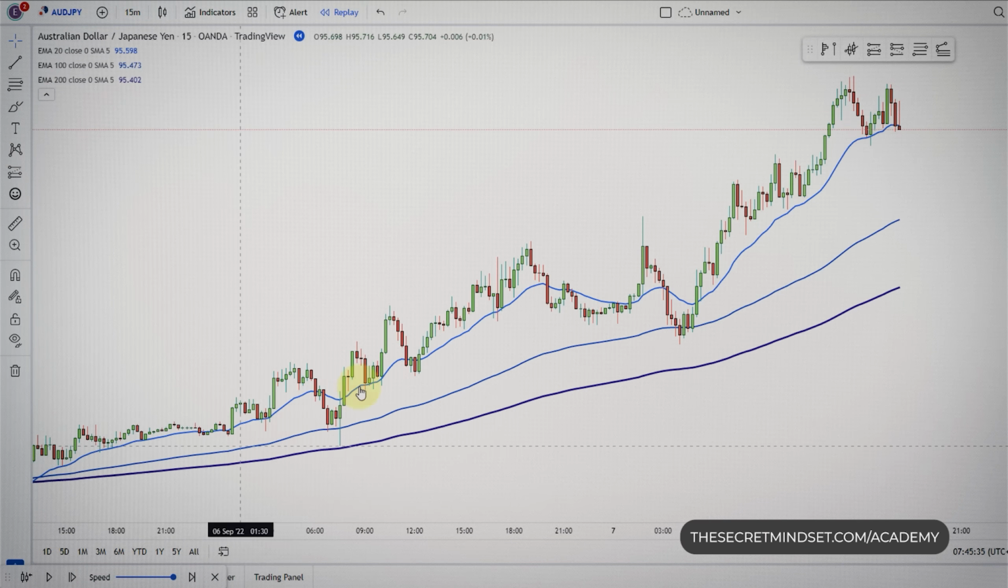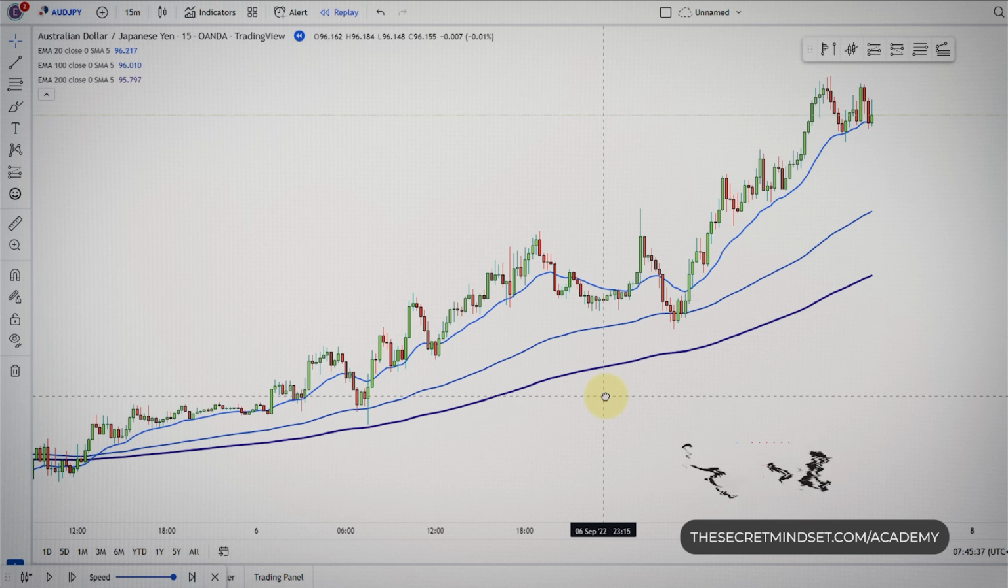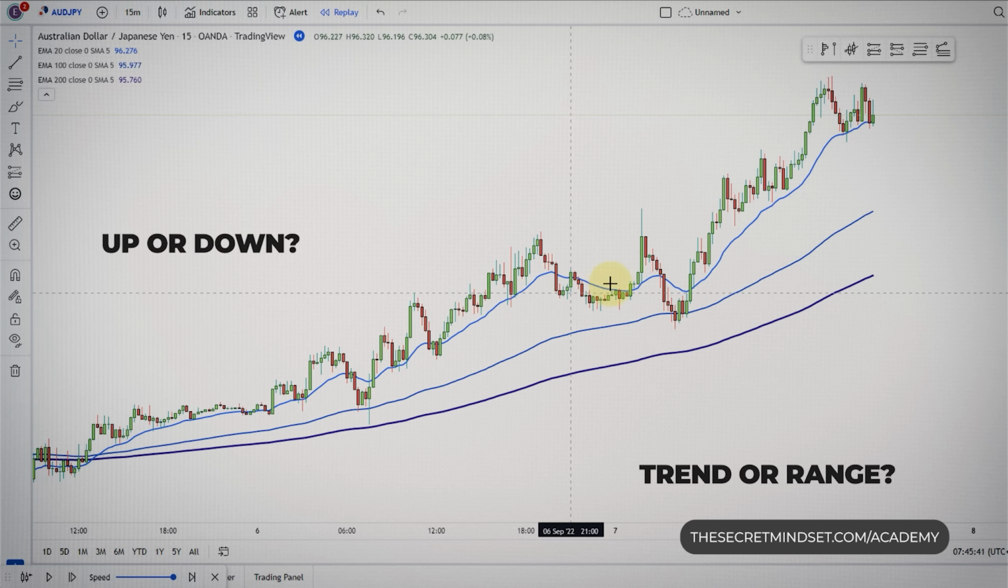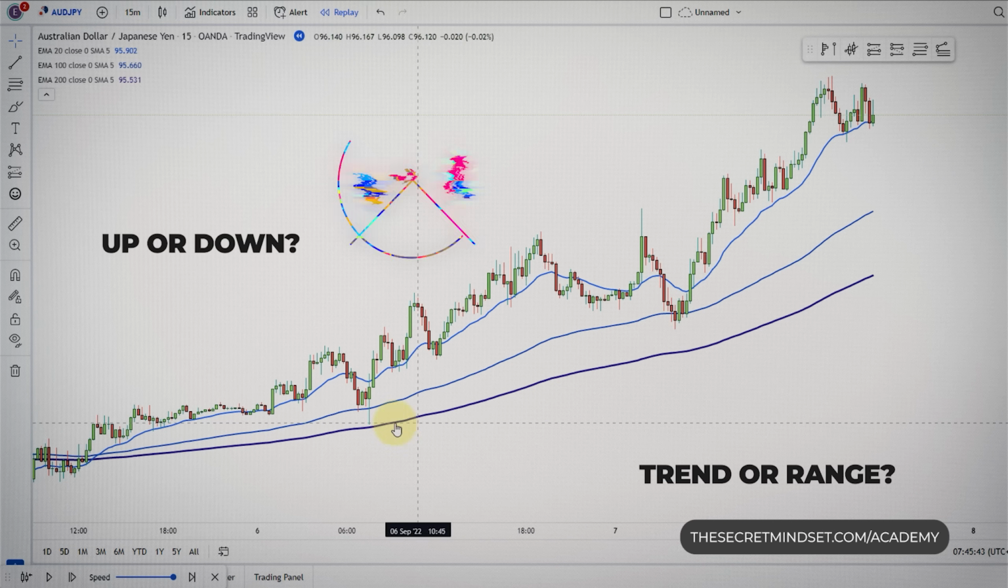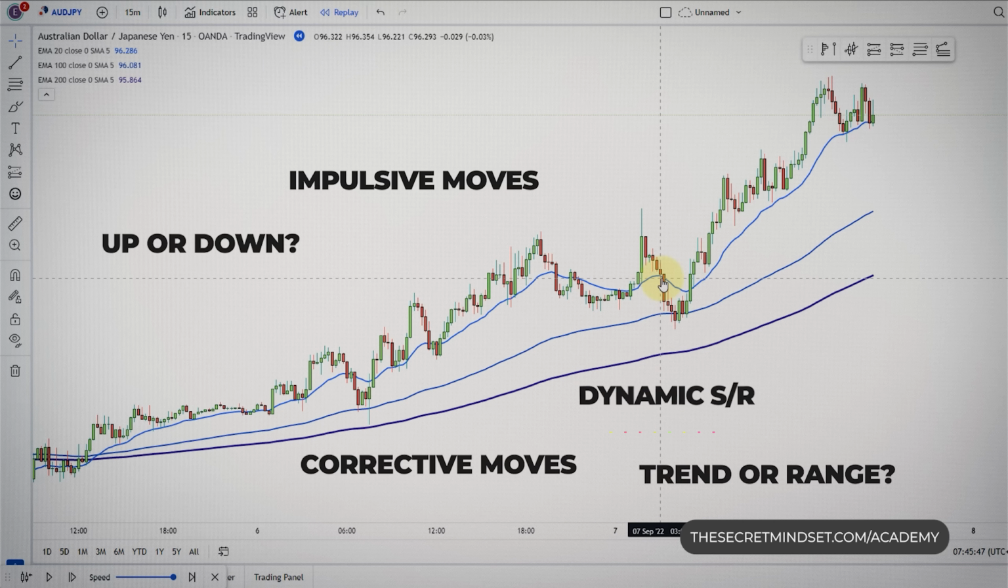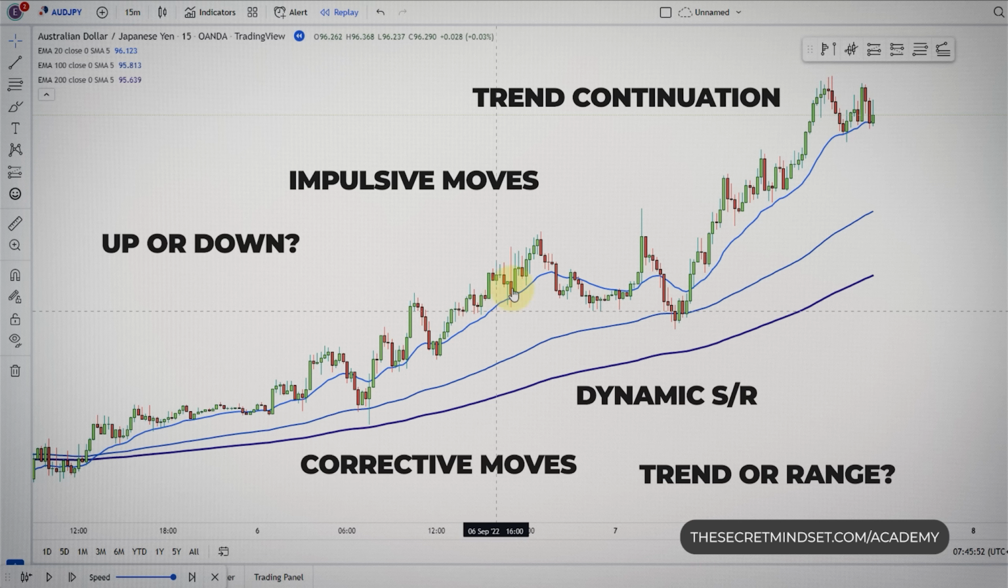By the end of the video, you'll know exactly what is the state of the general market structure, trend or range, the trend direction, up or down, if there are impulsive moves, if there are corrective moves, if we have dynamic support or resistance, if we have a trend continuation, or if a trend reversal is imminent.